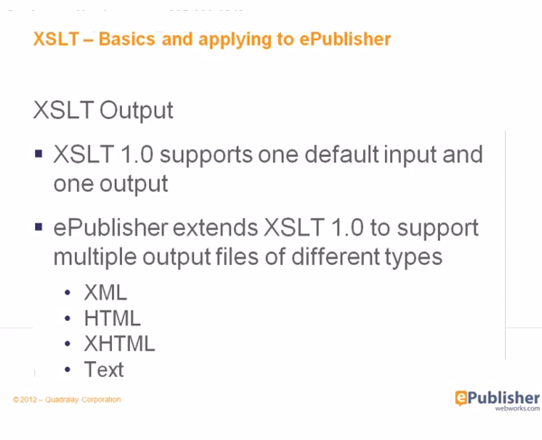ePublisher does have some extensions to XSLT 1.0. There are other ways to do this, but for XSLT 1.0, ePublisher does extend that, and we allow you to output multiple files, and we let you put out different types. Most XSLT processors can output XML, HTML, and text. ePublisher also gives you the ability to output XHTML. It's a small but significant difference between XHTML and straight XML.